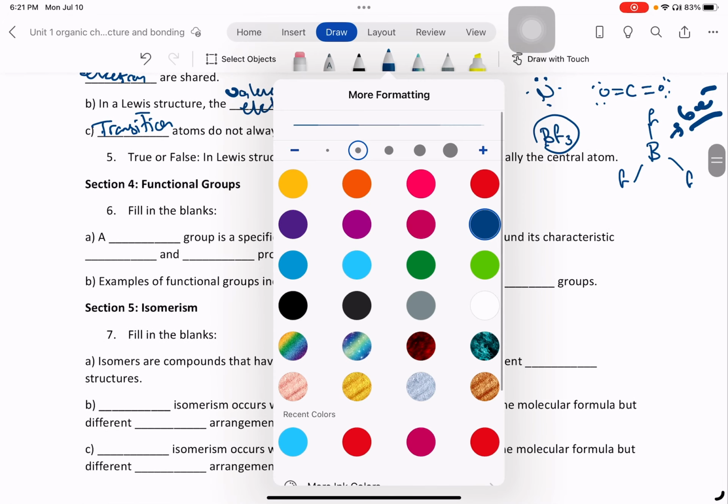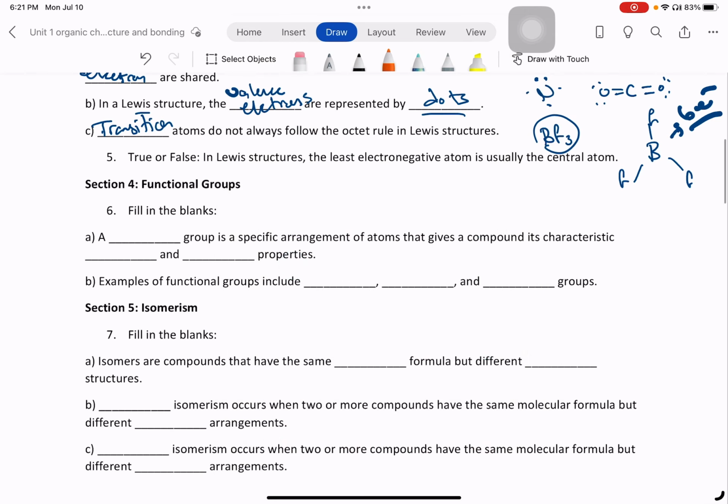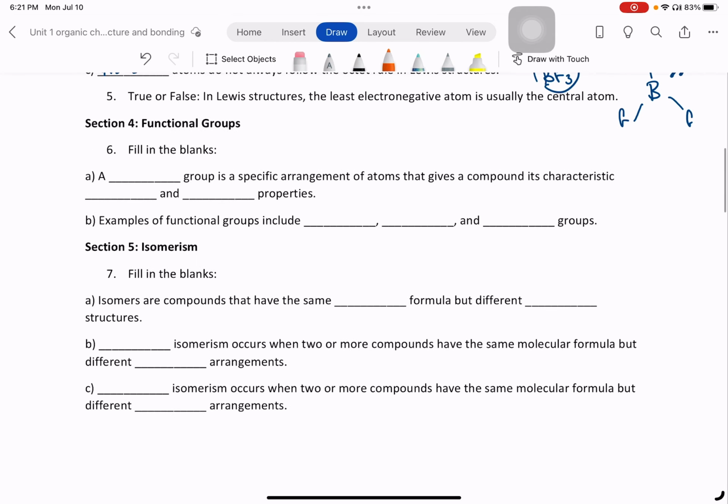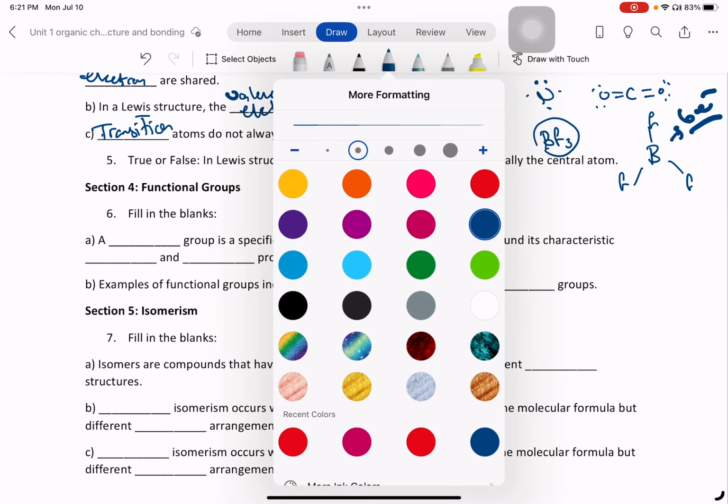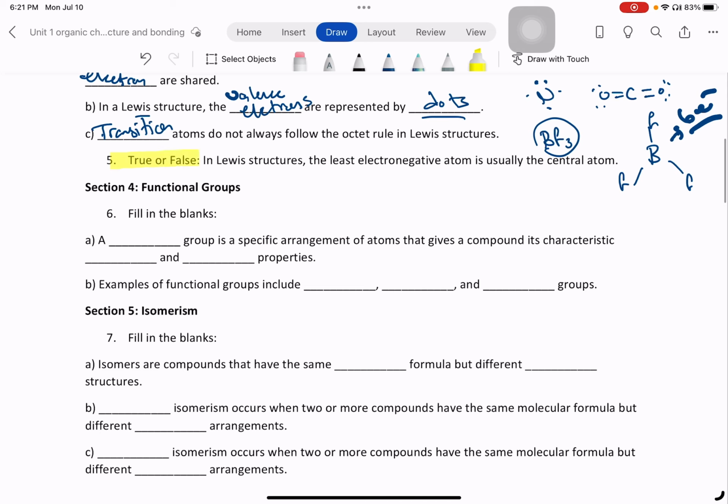Now let's delve deeper into organic chemistry. The first thing you're going to notice about organic chemistry is the functional groups, which is a very important thing in organic chemistry. Right? Oh, sorry, we forgot a question. Here it says, true or false? In a Lewis structure, the least electronegative atom is usually the central atom. Well, this is absolutely false. Oh, sorry, this is true. Why is that true? Because it's the least electronegative atom.